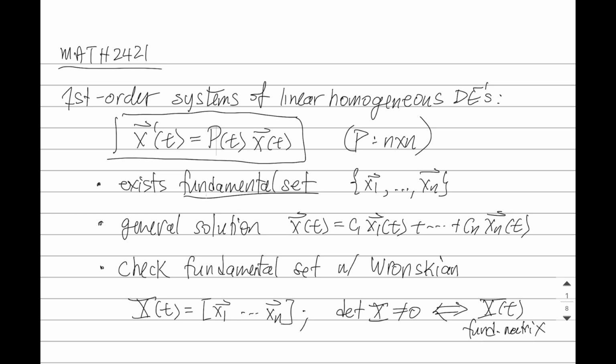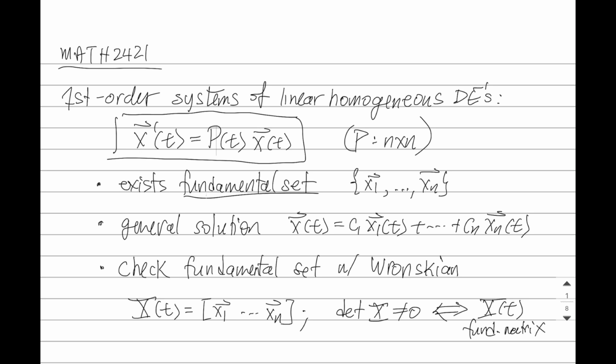Now, in the previous lesson, we discussed that every system of this form has to have a fundamental set of solutions. So this is essentially a basis for the solution space. Now, if it's an n by n system, it has to have exactly n solution vectors. The general solution is formed from this fundamental set by a linear combination.